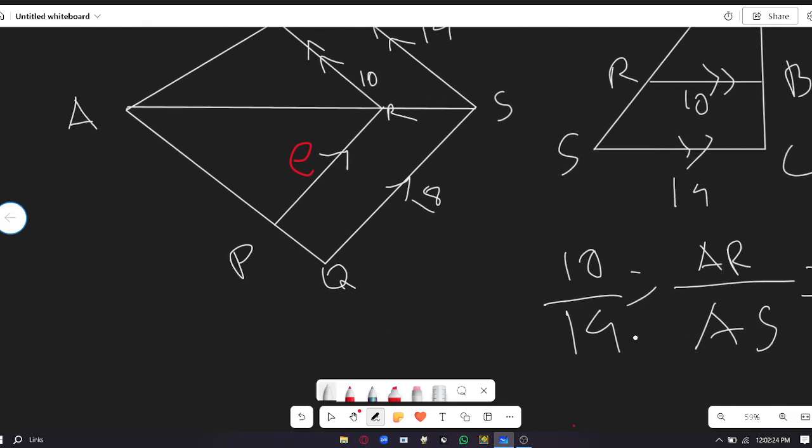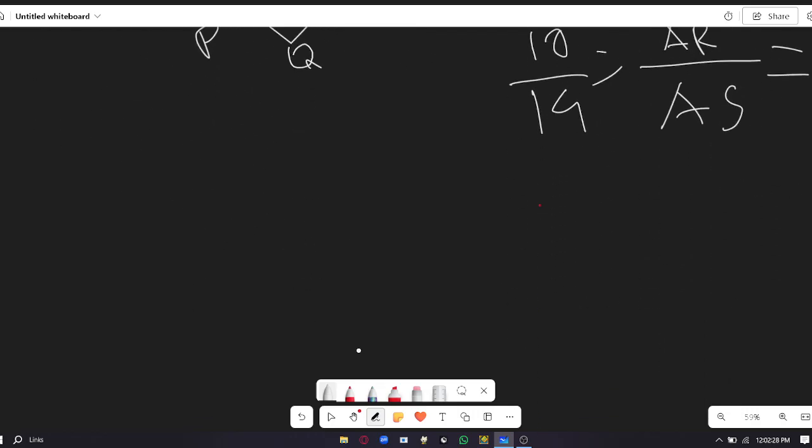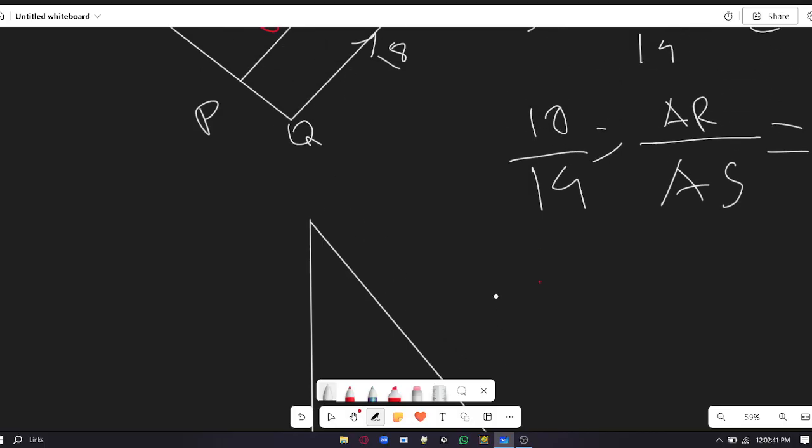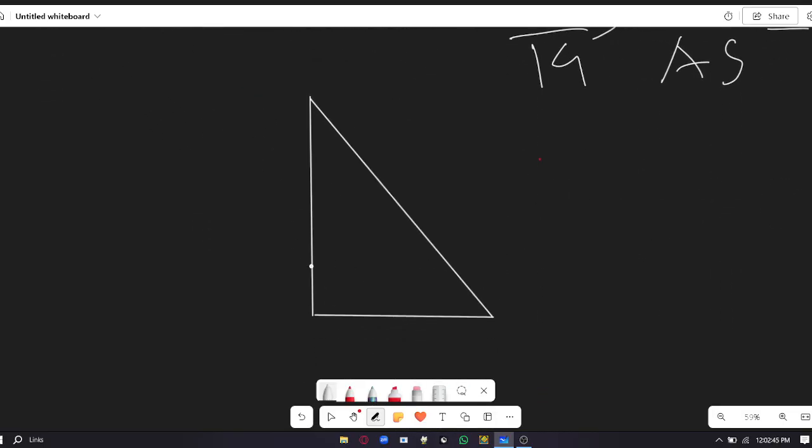Now let's do the other triangle. Remember, it's like a smaller one. It's like a, not smaller, a bigger one. So this bigger one, let's draw this one out. This is the one with the E, by the way. We don't know this E.